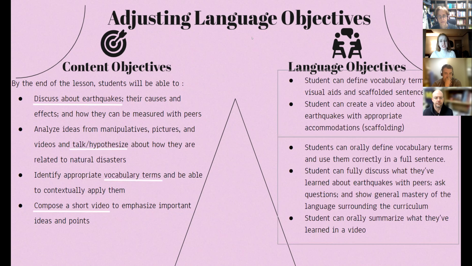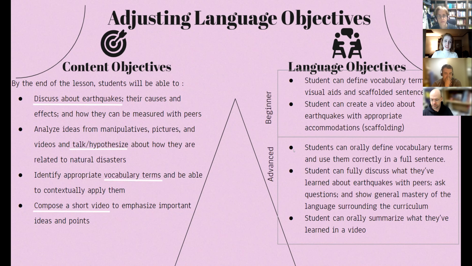I can take my content objectives, and for my low-level students, my beginner students, I want them to be able to define vocabulary with visual aids like pictures and scaffolded sentences, maybe just matching. And I want them to create a video with a lot of scaffolding.